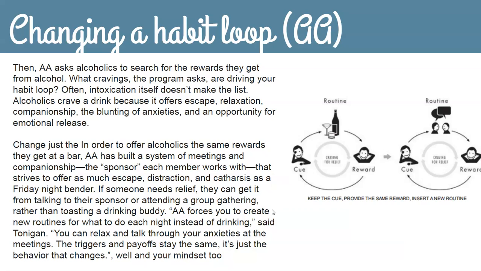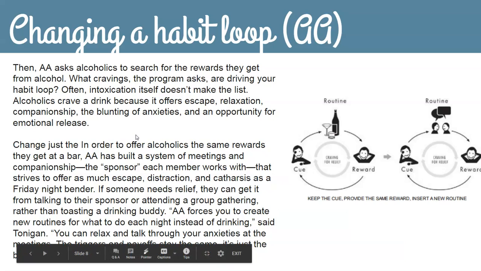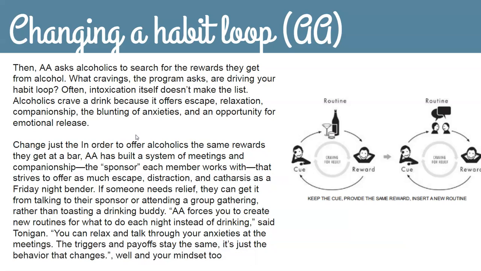But what makes AA so successful is that it's changing what the routine is within the habit loop that an alcoholic already has. So these are people that have some desire, and it's actually not to drink necessarily. Most alcoholics will tell you that they drink because they want to escape or to relax or to find companions, or to suppress some anxieties. So all of those things can be solved by a different routine.